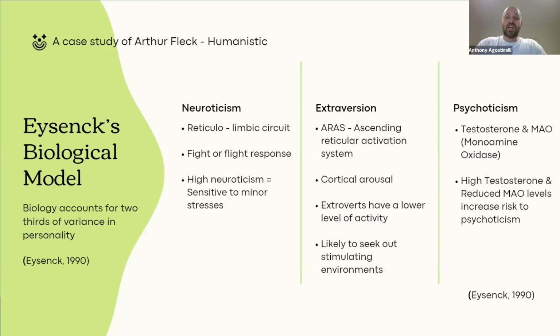Psychoticism, lastly, aligns with fluctuations in testosterone and MAO enzyme levels. Typically, individuals with elevated testosterone and diminished MAO levels exhibit psychotic traits, since lower MAO levels hinder the efficient metabolization of crucial neurotransmitters, such as dopamine and serotonin. This disruption fosters impulsivity and aggression, heightening the likelihood of experiencing psychotic episodes.